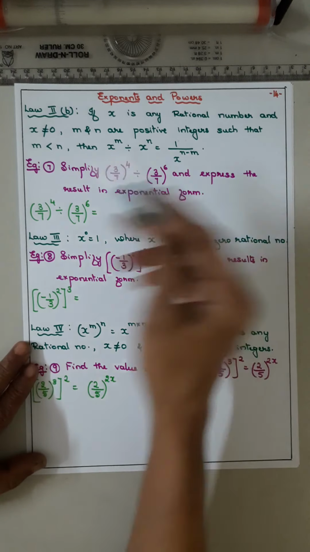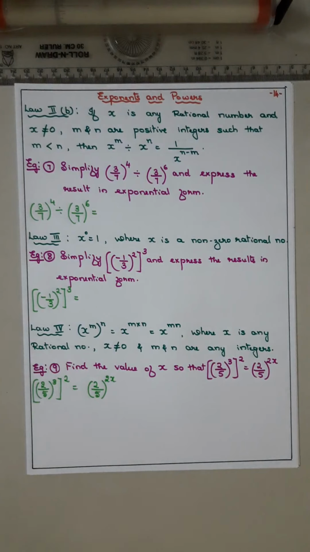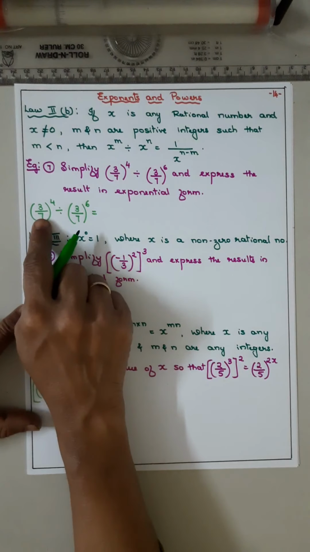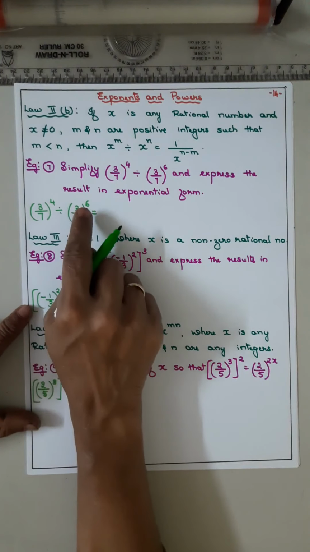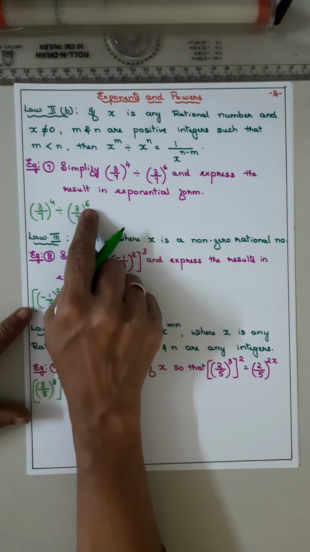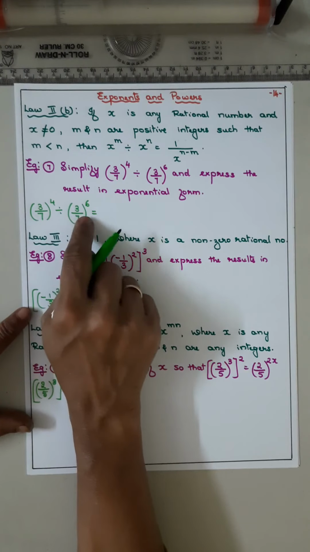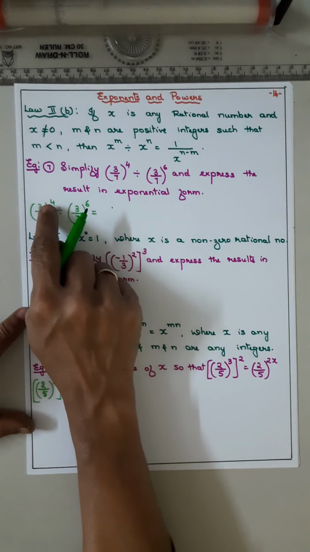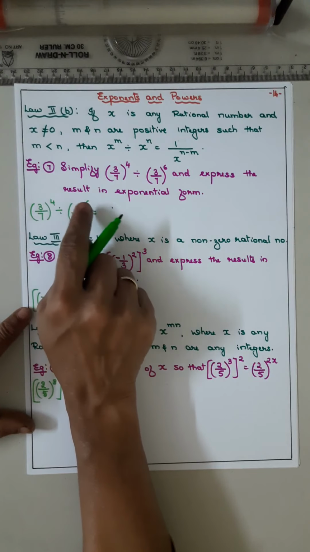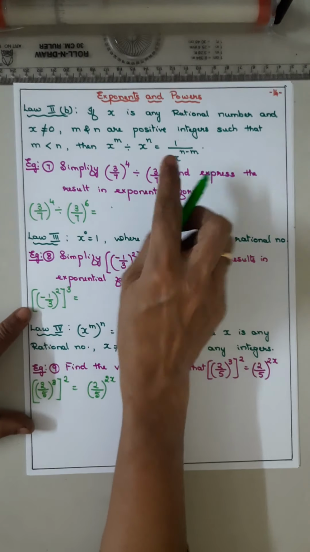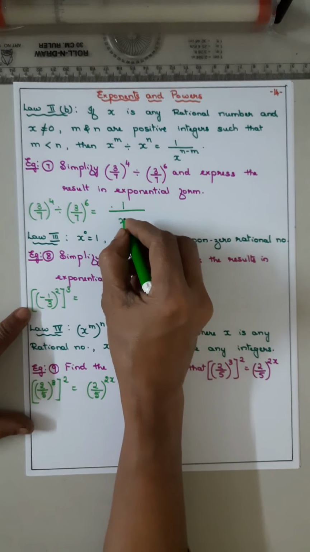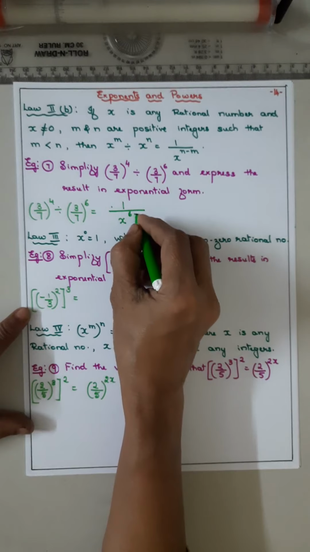Okay. Now coming to example 7. Simplify (3/7) to the power 4 divided by (3/7) to the power 6. Now, bases are same, isn't it? Division, but the first power is less than the second. So what is the rule? 1 upon x to the power 6 minus 4.